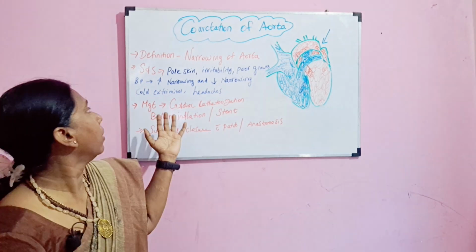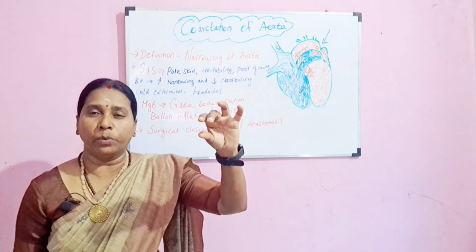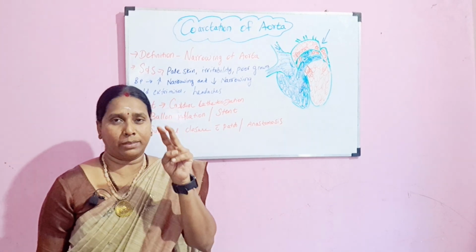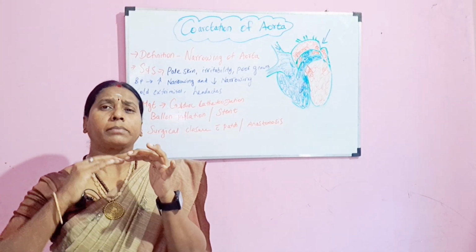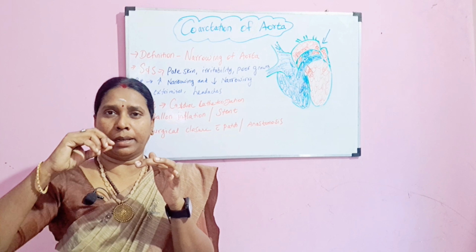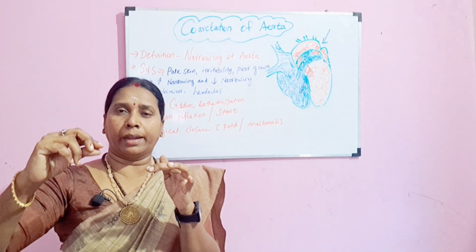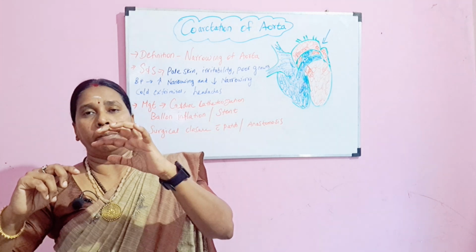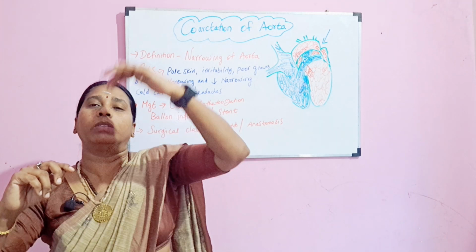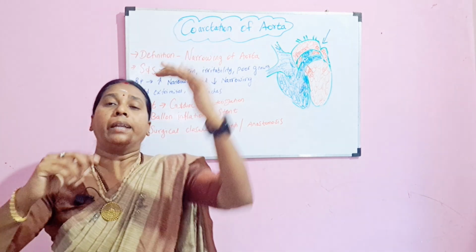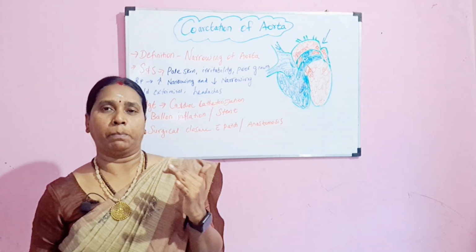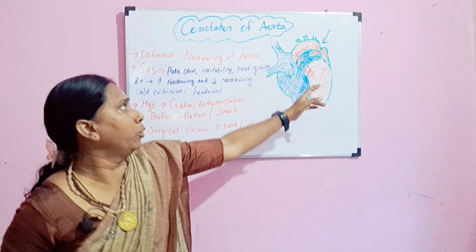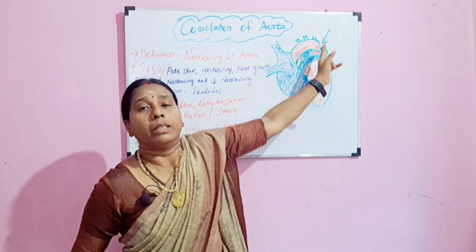And then, because there is a narrowing in the aorta, what happens to the blood pressure? You have to remember two points here. There is a narrowing area in the aorta, and the blood pressure will be high above this narrowing part and low below this part. You are able to see this narrowing area.